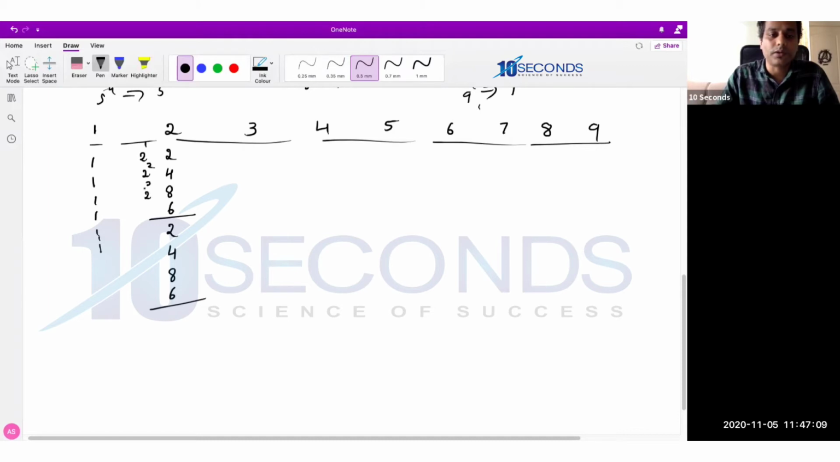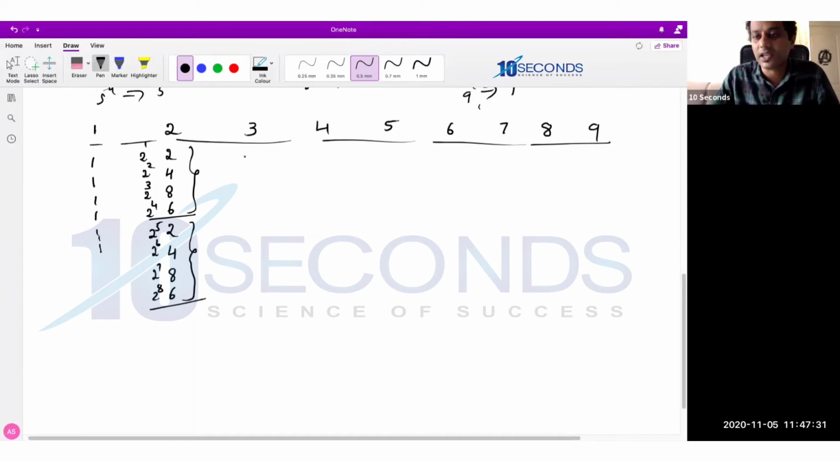This is 2 power 3. This is 2 power 4. Again 2 power 5, same 2 only. Then 4, then 8, then it is 6. There is a sequence. After every 4 powers, you can see digits are repeating. Now, we'll take the examples later.